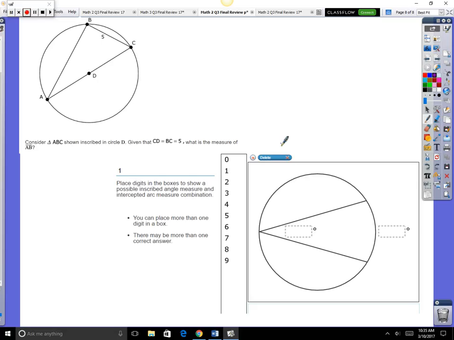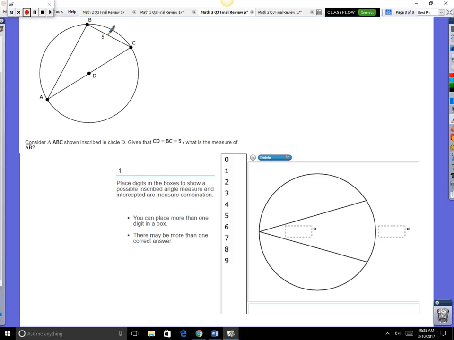Okay, and last page. So we've got triangle A, B, C. That is a diameter, so that means this is 180, so that means that is 90. Okay, it is given CD is the same as BC, and BC is 5, so CD is 5, and AD is also 5, because AD and CD are both a radius. And it wants to know the measure of AB. How long is AB?